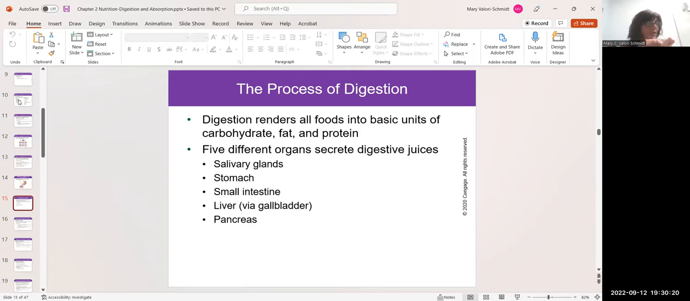Your salivary glands in your mouth help break down the food. Hydrochloric acid in the stomach. The small intestine has some different enzymes in there. The pancreas is the big one because the pancreas releases lipase, which helps absorb lipids. Amylase helps absorb carbohydrates or starches. And then trypsin is about protein, helping to absorb protein.